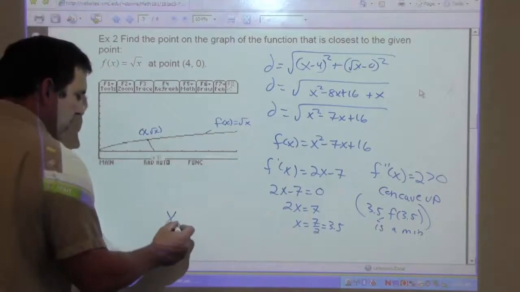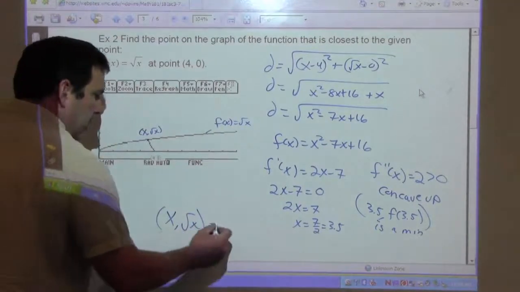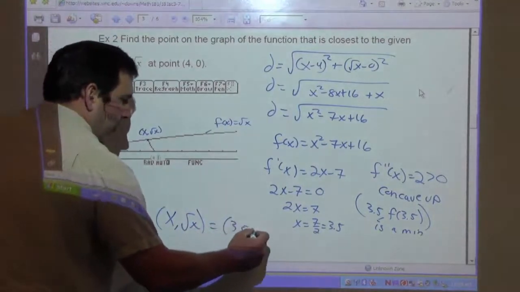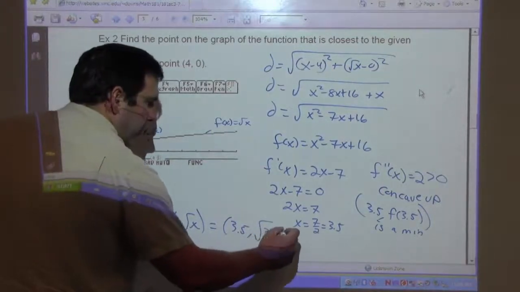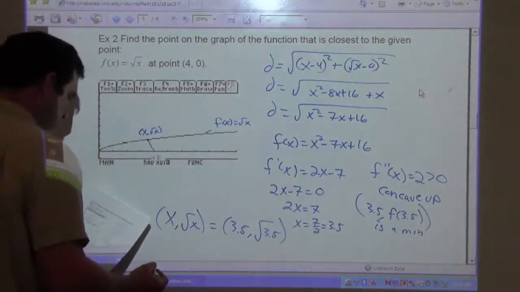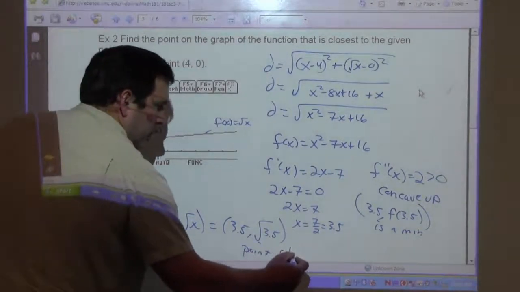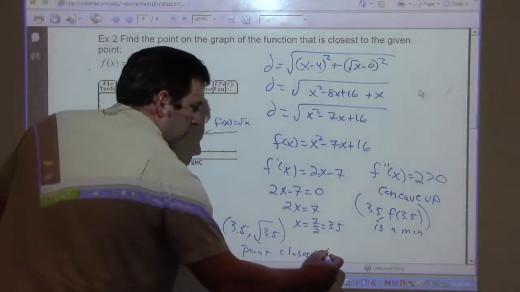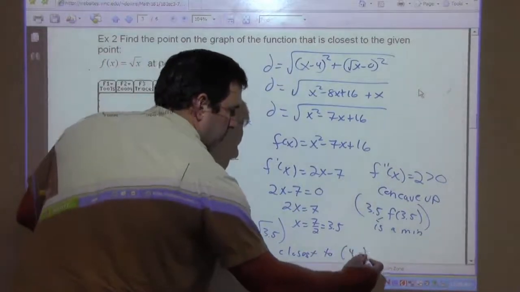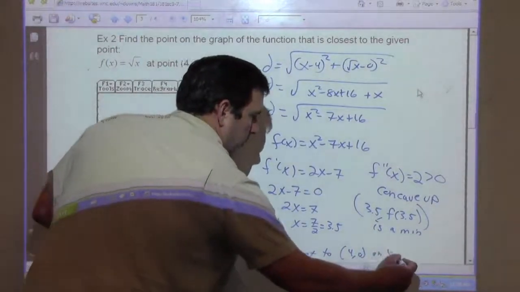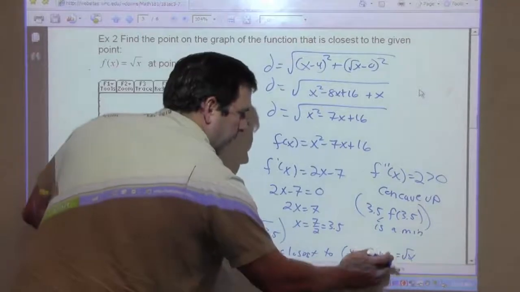So x comma square root of x is going to be 3.5 comma the square root of 3.5, and that's going to be our point. I should say f of x.